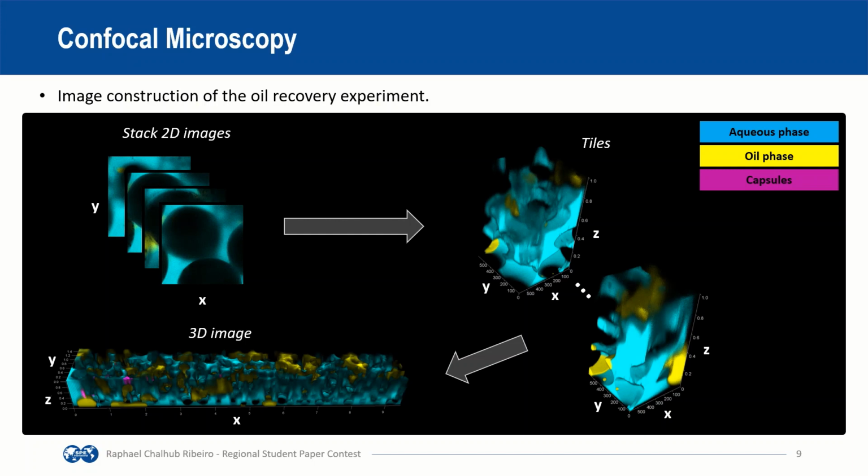The aqueous phase is shown in blue, the oil phase in yellow, and the capsules in purple. It is important to note that the black areas are the glass beads, which don't emit any fluorescence when excited by the laser. This color pattern will be used throughout the presentation.